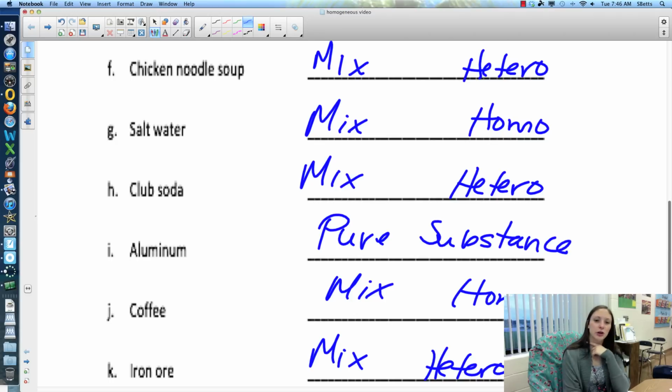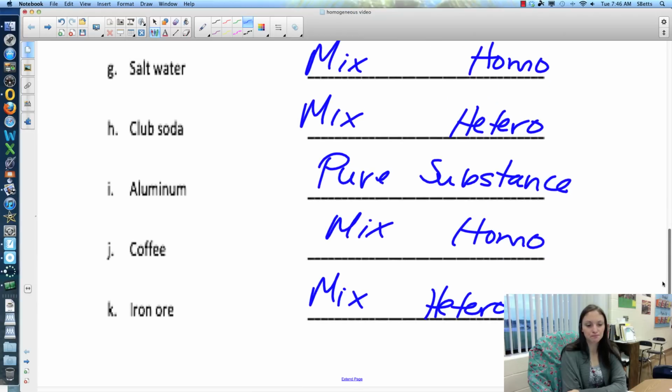Okay, so let's check your answers now. F, chicken noodle soup, should be a mixture. That's heterogeneous. G, salt water, that is a mixture. That is homogeneous. H, that is club soda. That is a mixture. But that is heterogeneous because just like the pop, you have the carbonation and then you have the liquid. I, aluminum, that is a pure substance.